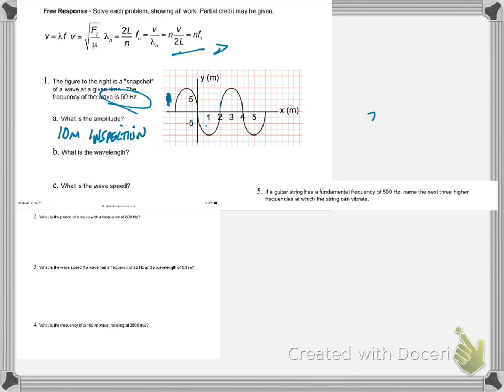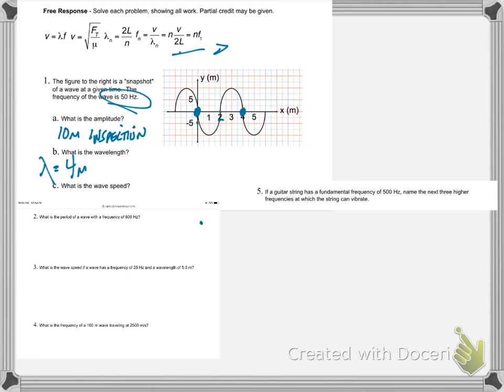So rather than pick that point, that's a little confusing, why don't we pick the point at 0, if we can. And when it gets back to that point again, it's going down. Here, it's going up. And this is when it's at that point going down. So that distance from 0 to 4 would be 4 meters. So wavelength, lambda, equals 4 meters.